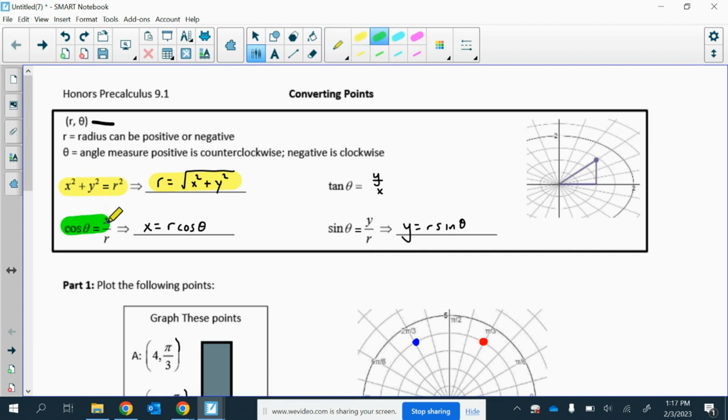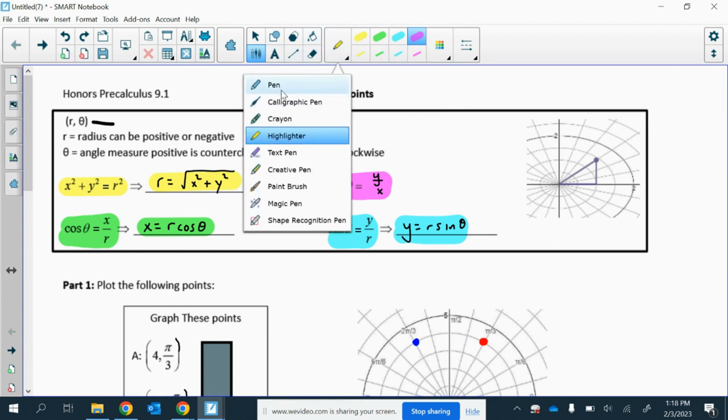We know that cosine of theta is x over r. We can rewrite that as x equals r cosine theta, where if we are in polar form, we can then solve for x. Likewise, the same thing is true about sine with y over r. So we can solve that for y, and if we have something in polar form, we can get it into rectangular form. Then we also know that tangent is y over x. So if we have x and y coordinates, we can end up getting theta from that.